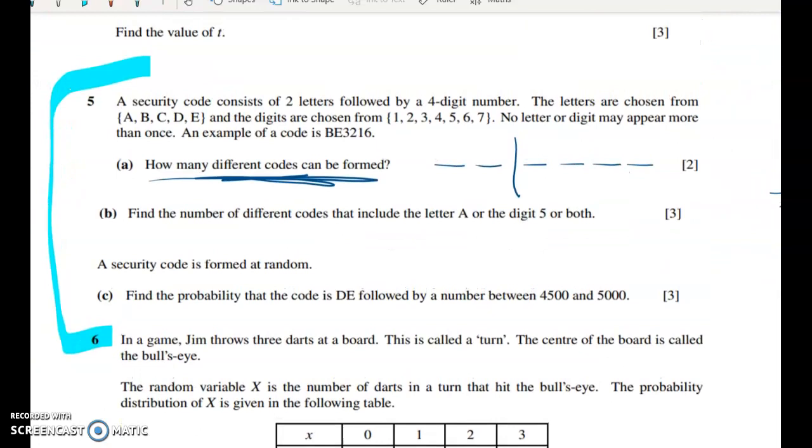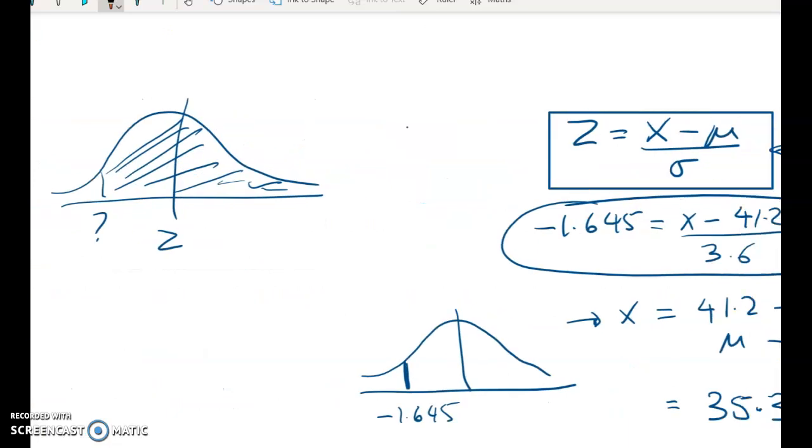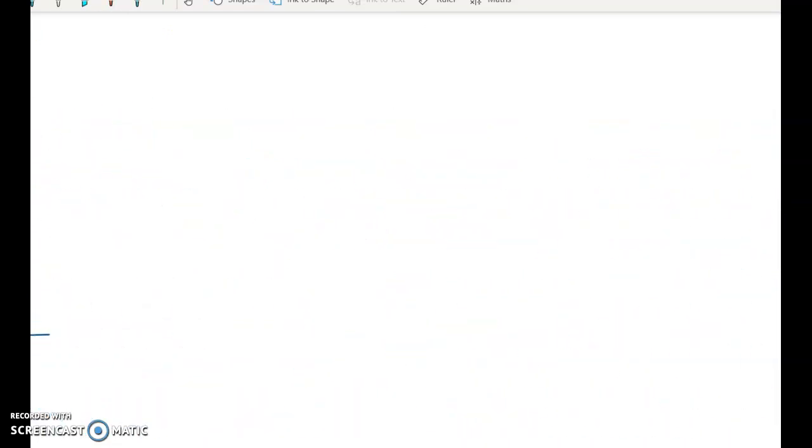For the next part, there are 2 different ways to do it. So this is the hard bit. Question C is actually fine. Find the number of different codes that include the letter A or the digit 5 or both. The easiest way to work this out is to figure out how many ways there are that have no A and no 5. So that's the cleanest way to start.